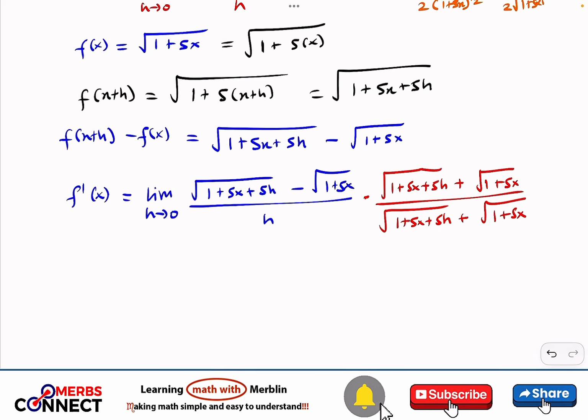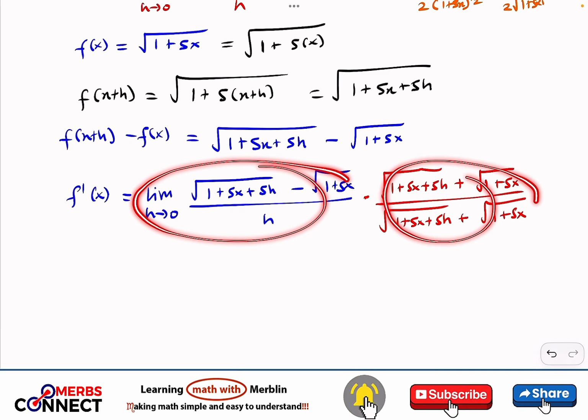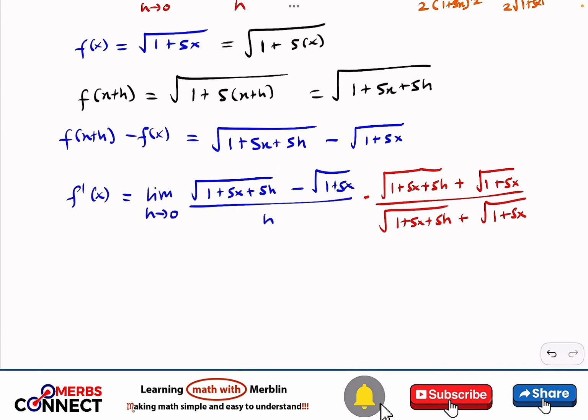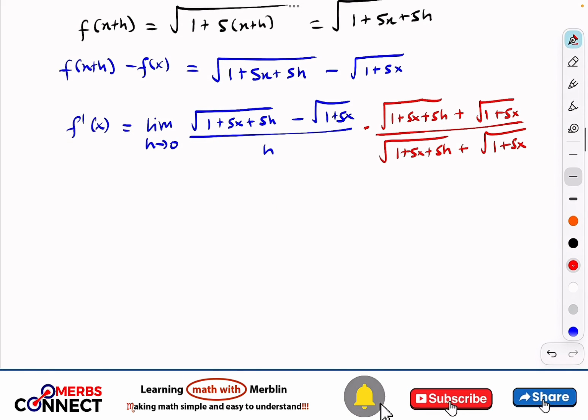So what did I change here? I just picked this and changed the sign in between them to positive. Here, here, and this one is like you are multiplying the function by 1, because this cancels this and you get 1. Let's try and simplify.